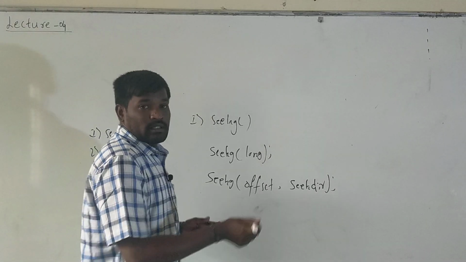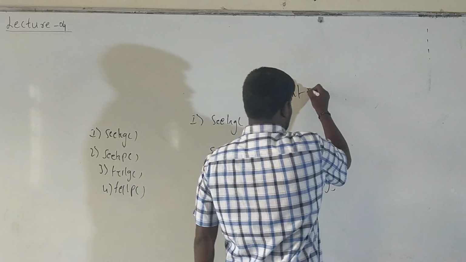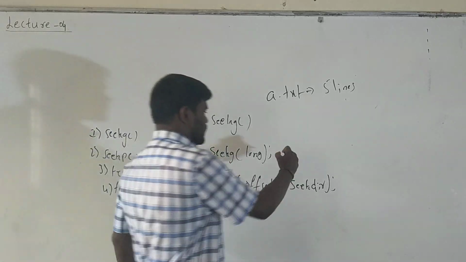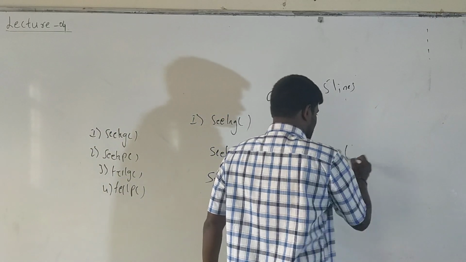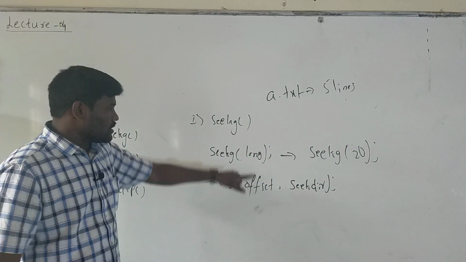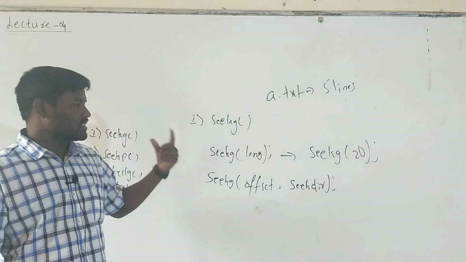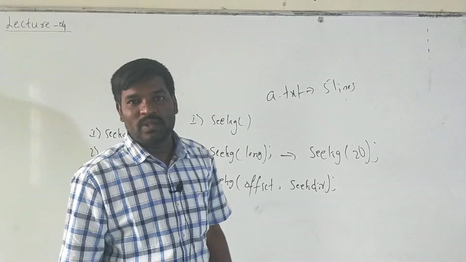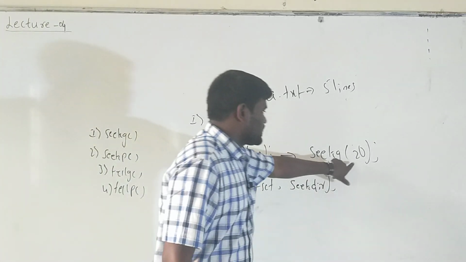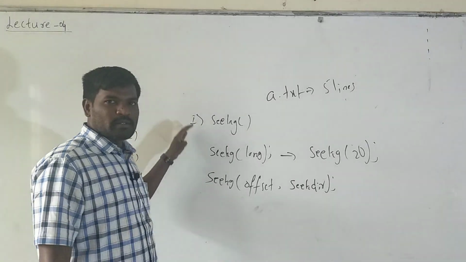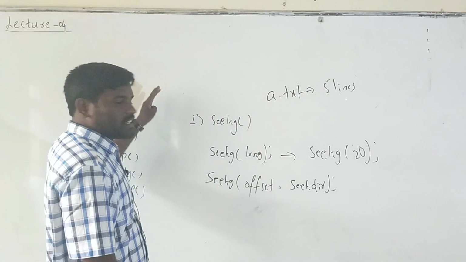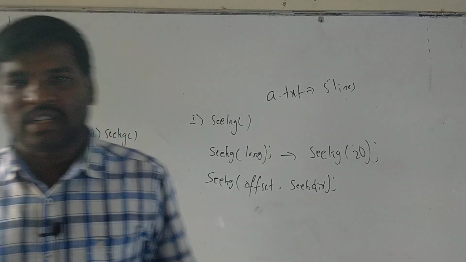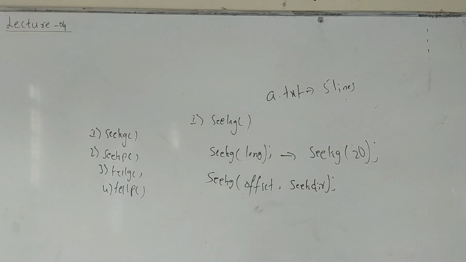Okay, see a.txt, it consists of 5 lines. Here seekg in the bracket of long means, for example, seekg in the bracket of 20. G means get, it is related to the read. In the long you have to mention the pure integer value. Seekg in the bracket of 20 means it moves the get pointer from the beginning of the file to the 20th byte. Here 20 means it will consider the 20th byte from the beginning.